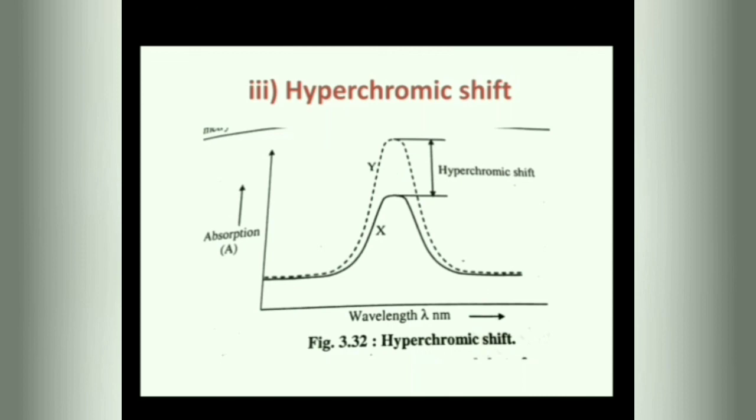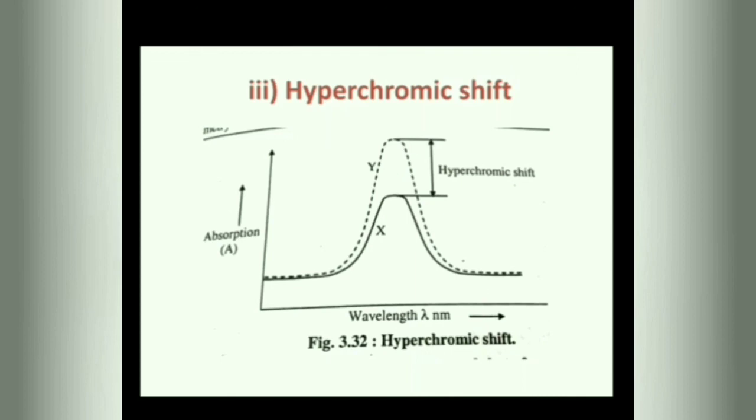For example, pyridine shows an absorption intensity of near about 2750 and that of 2-methylpyridine is 3560. The observed increase in intensity from 2750 to 3560 is due to introduction of the methyl group at position 2 of the pyridine. Okay, this is the hyperchromic shift. Here the intensity of the absorption is increased.